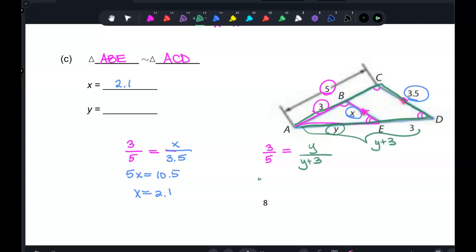Now I'm going to cross multiply, so I get 5y equals 3y plus 3. Sorry, I forgot to multiply that up. That's supposed to be 3y plus 9. Don't forget to distribute. So 2y equals 9. So y equals 9 over 2, or you can write 4.5, it doesn't matter. All right, and that's it for 7.3.